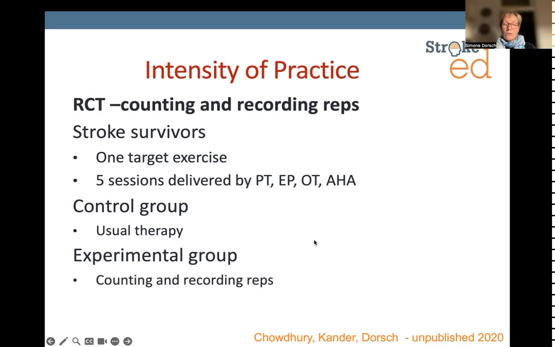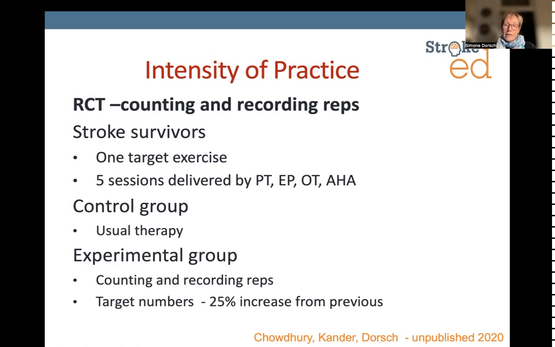In the experimental group, the person delivering the therapy very visibly counted with a tally counter, recorded all the repetitions, and used a target number. And the target number was always a 25% increase from what they had previously achieved for that exercise.